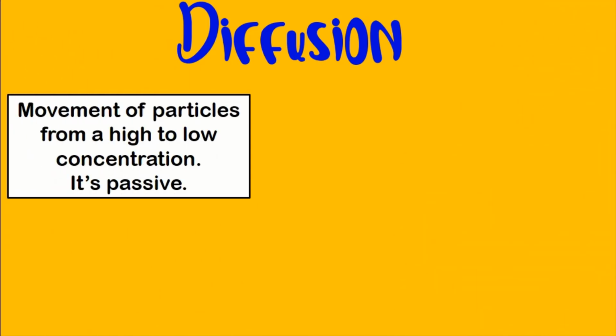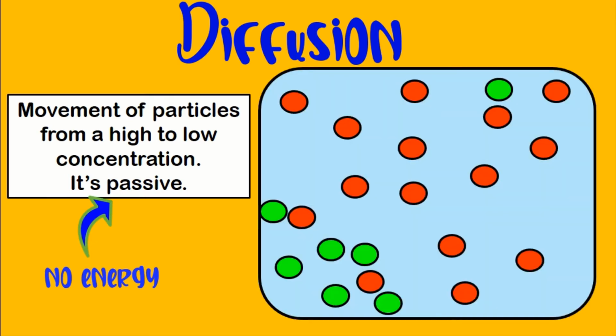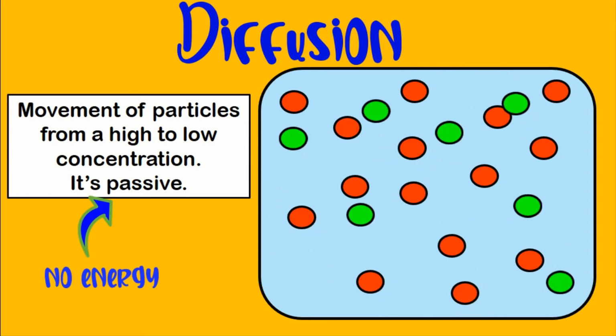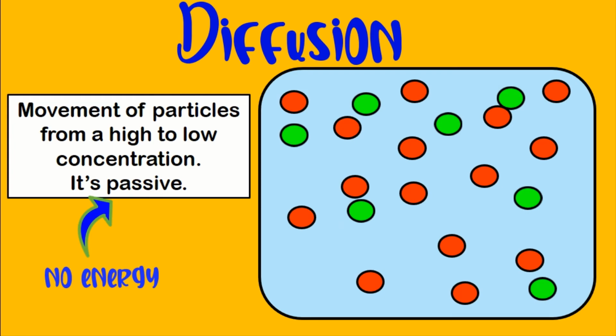Diffusion is the movement of particles from a high to low concentration, and it's passive, which means it doesn't need any energy, it will just happen. So let's have a look. The green particles are in a high concentration in that bottom left and a low concentration in that top right. So because of diffusion, they'll move from a high to low concentration. They'll move from where there's lots to where there's less, and it will become evenly spread out like that.